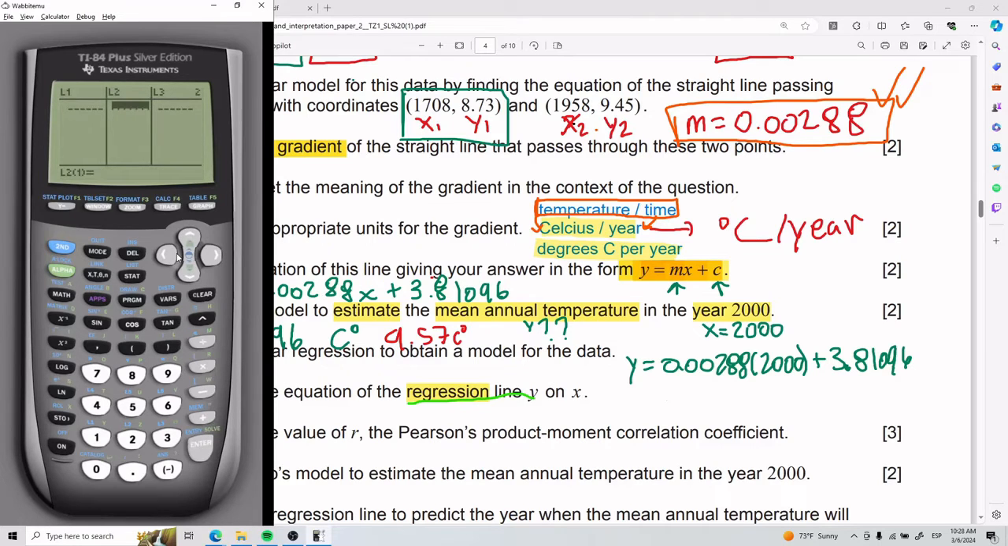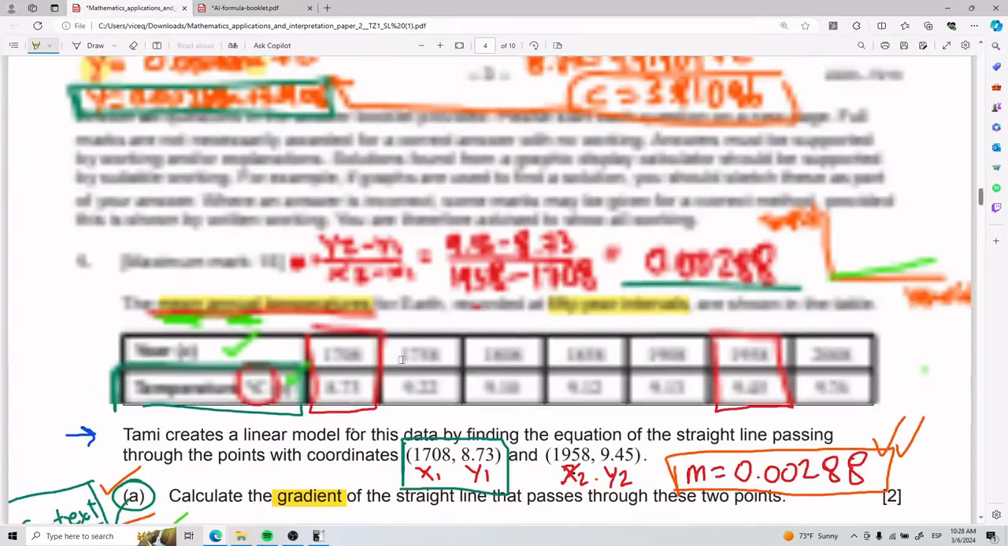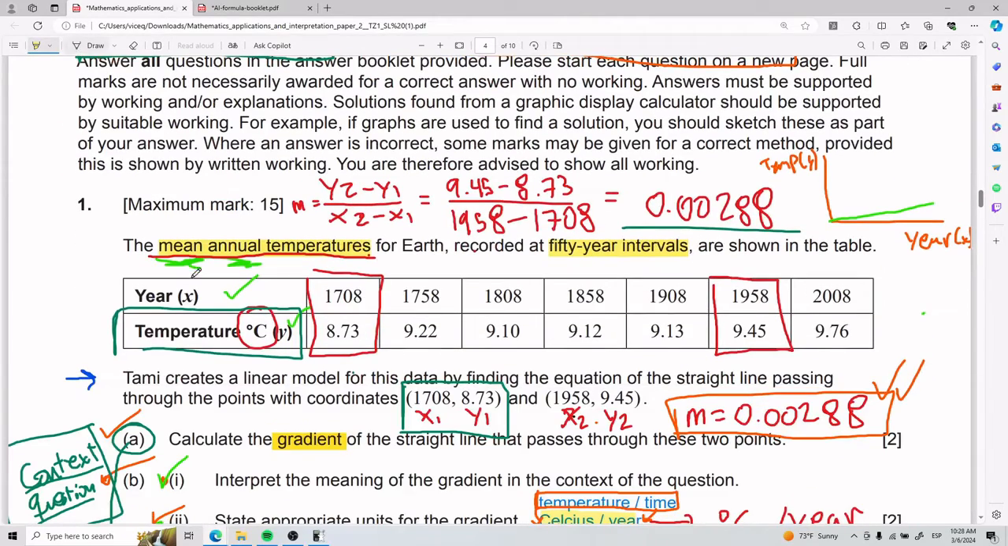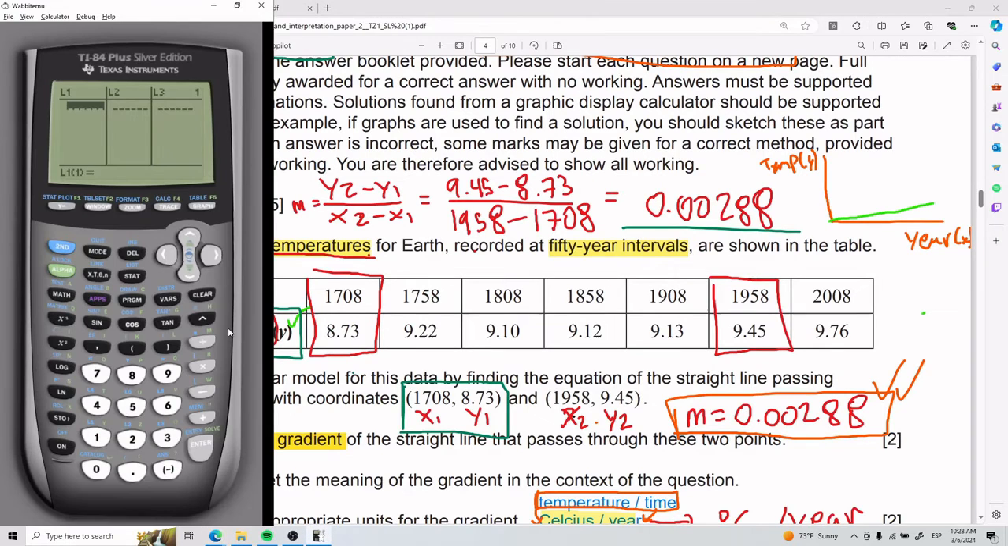Clear, enter. Cleans it up right away. Nice and easy. So, as we noticed in line reg, L1 is X and Y is L2. Which one is X in this context? X is literally year. So we're going to put all my years in L1.